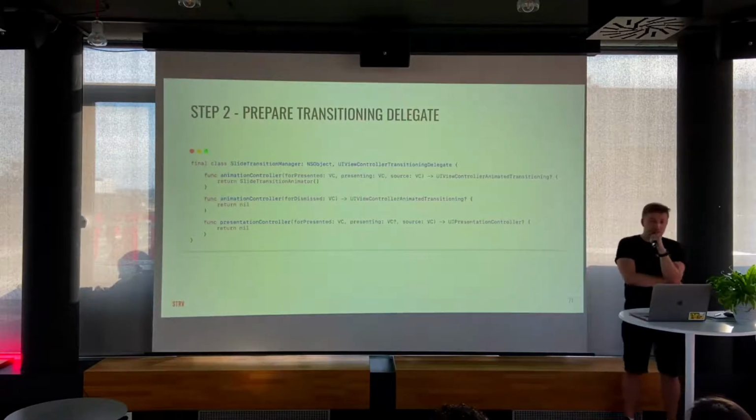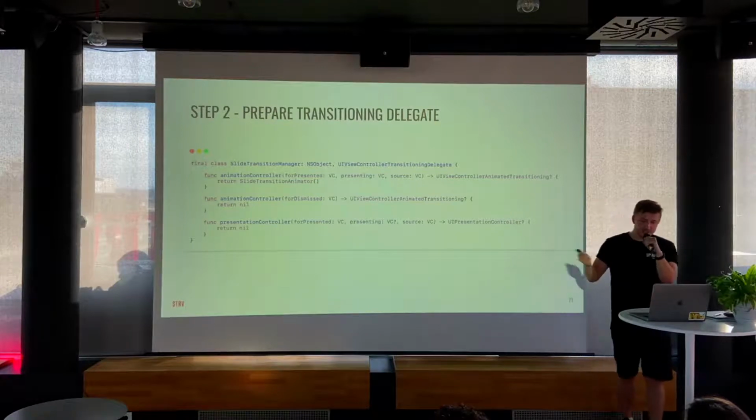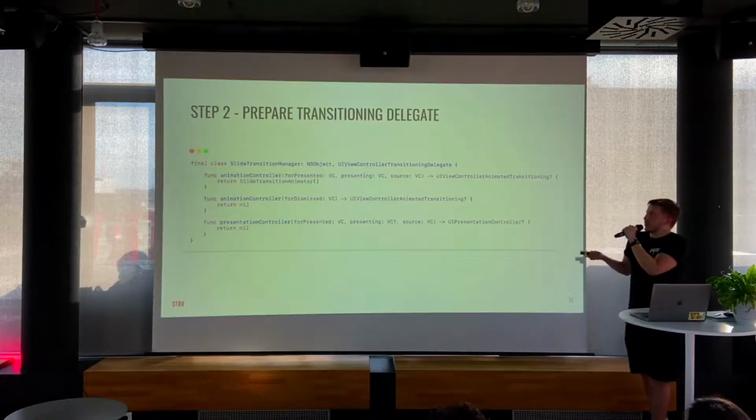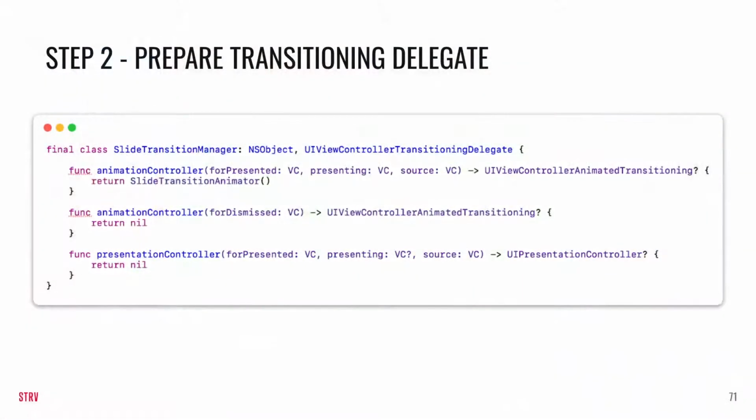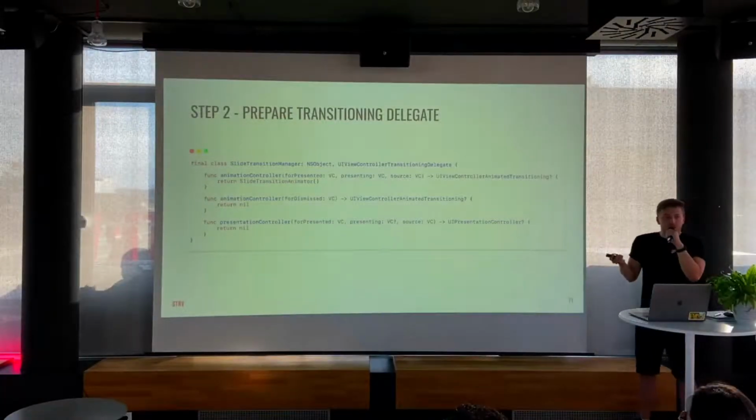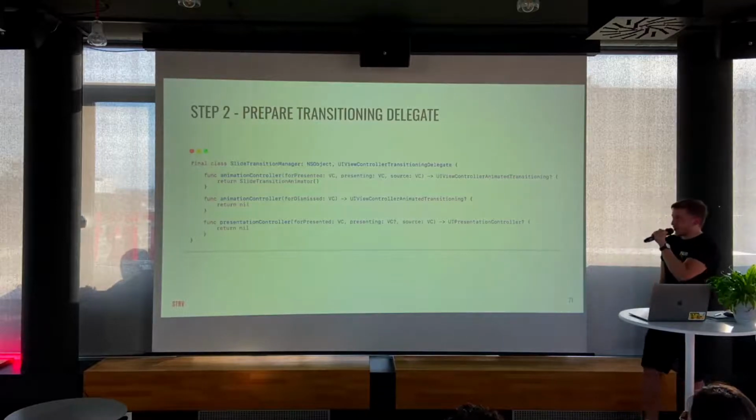So what's next? Let's prepare the transitioning delegate. This time it's another class, I call it SlideTransitionManager. It conforms to the UIViewControllerTransitioningDelegate. And you can see that we are just supplying the previously created animator for this method, when this object is asking for how we want to present it. But we are returning nil for the dismiss action because we're fine with using the built-in animation.